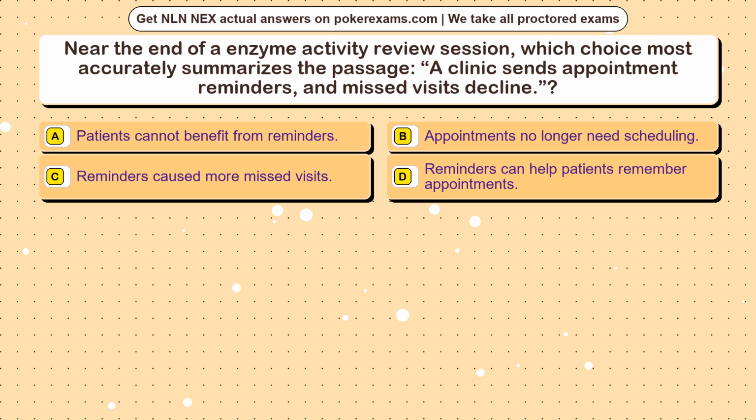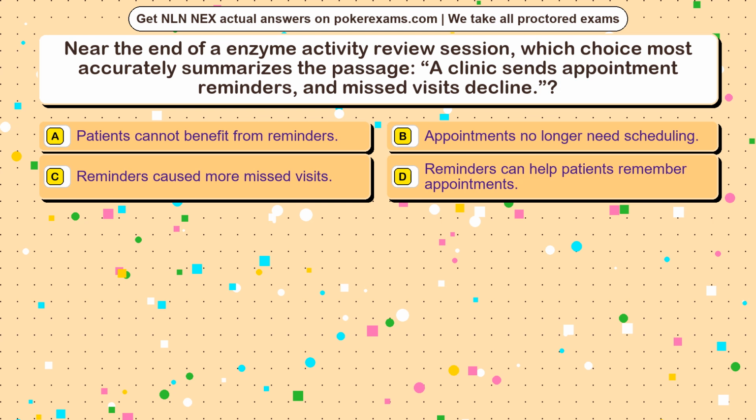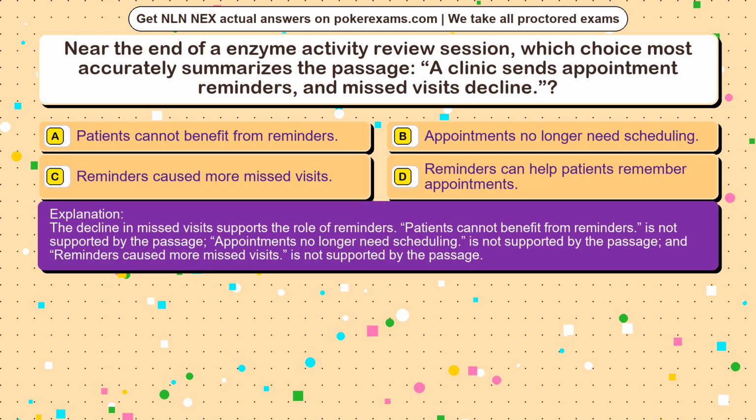Option A, patients cannot benefit from reminders. Option B, appointments no longer need scheduling. Option C, reminders caused more missed visits. Option D, reminders can help patients remember appointments. The correct answer is option the decline in missed visits supports the role of reminders.